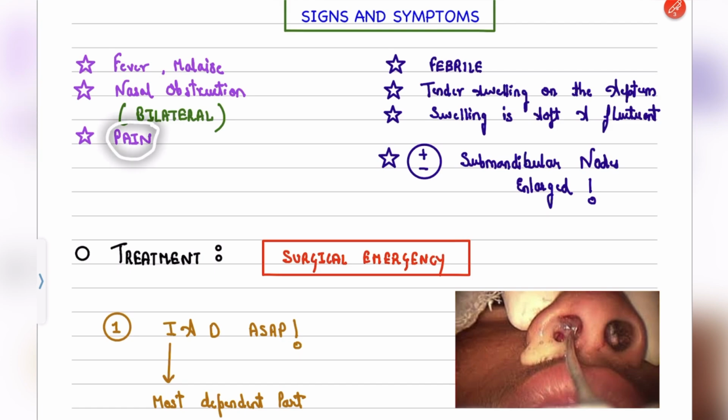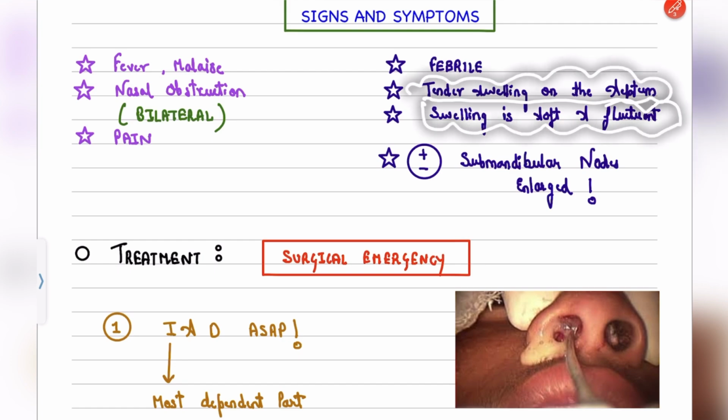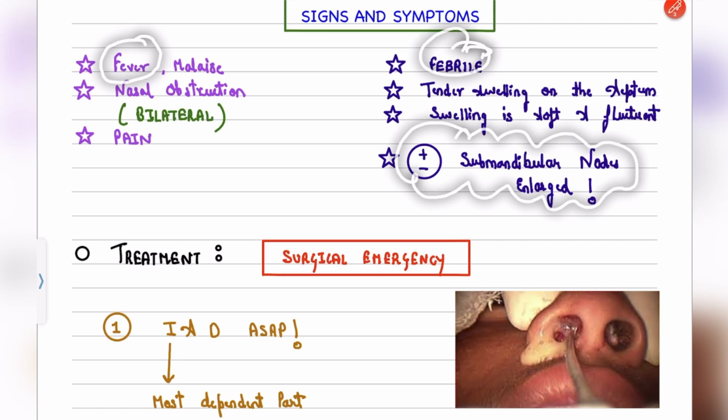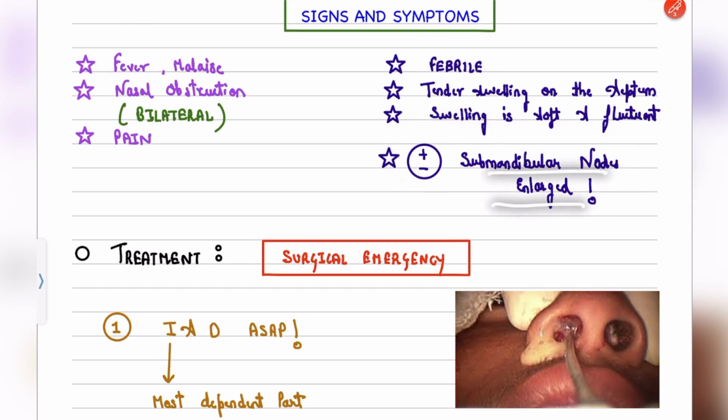There's going to be pain as well. It's an infective pathology. For signs, we will first of all see the patient is febrile. The patient will have fever because of the underlying infection. There will be a tender swelling on the septum. The swelling is soft and fluctuant. These 2 points are rather similar to the septal hematoma, but fever and submandibular nodes enlargement, which may or may not be present, is a typical feature of the abscess.